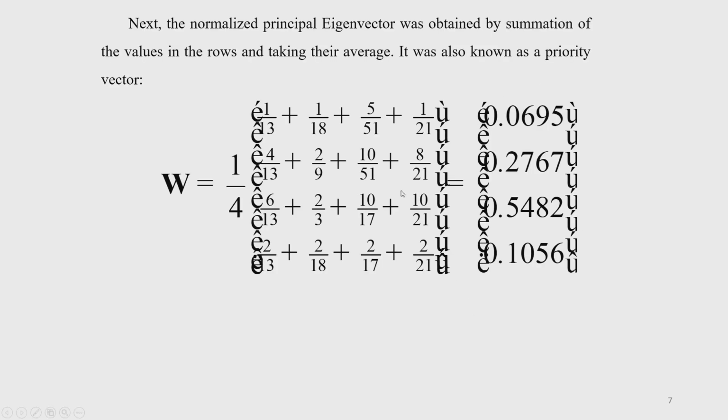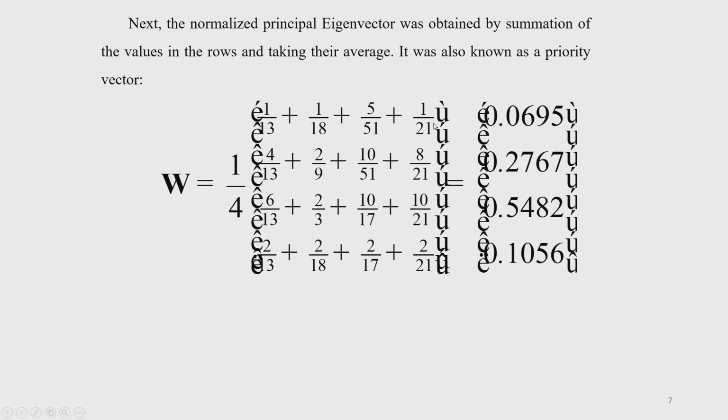So divide that whole column by 13: 1 by 13, 4 by 13, 6 by 13, 2 by 13, and here 1 by 18, like that, so that the column sum becomes 1. This is a type of normalization of the matrix you have made. Then you have to see next: the normalized principal eigenvector was obtained by summation of the values in the rows and taking their average. It was also known as a priority vector.